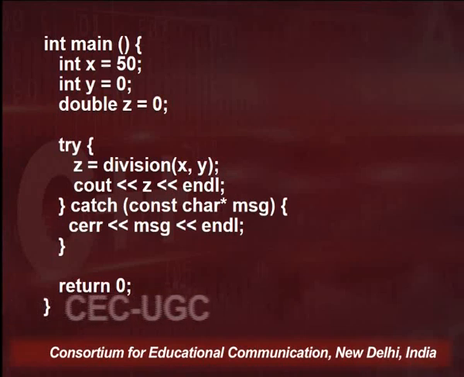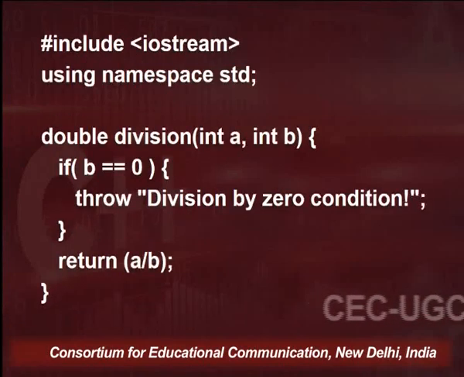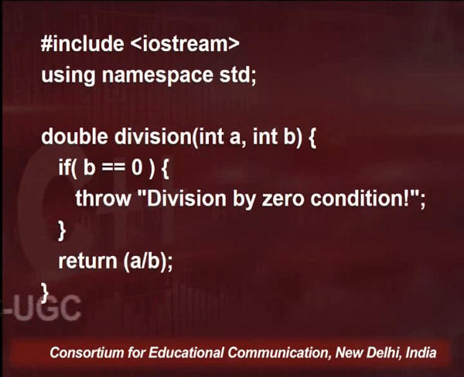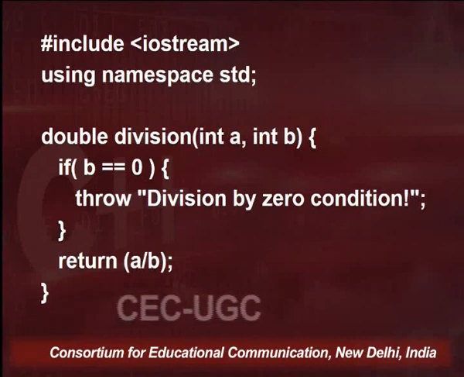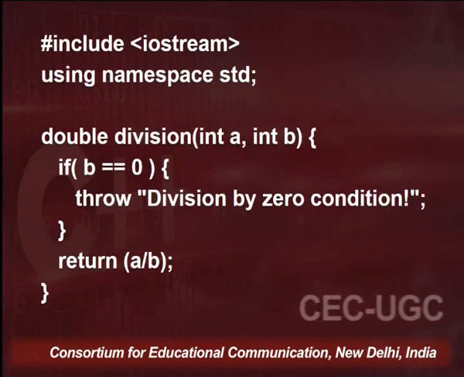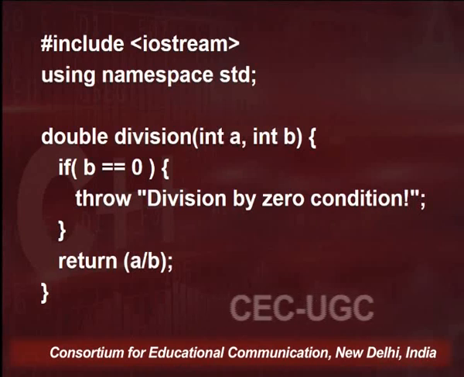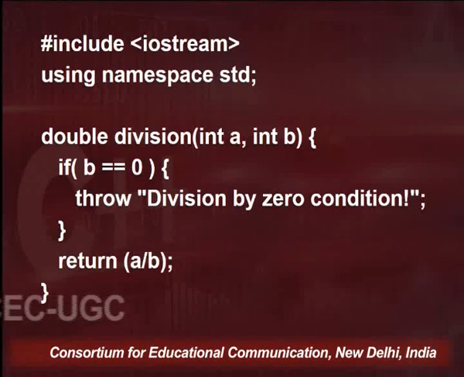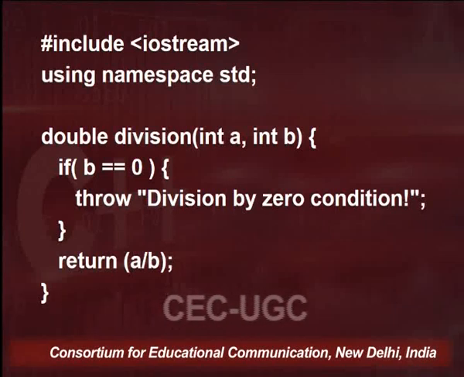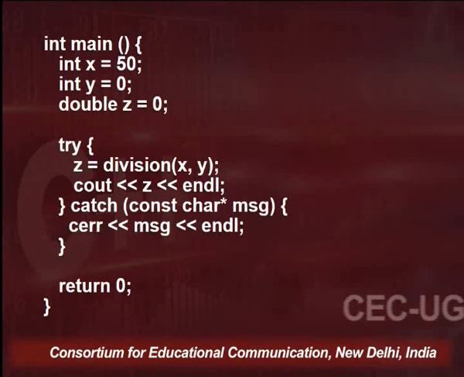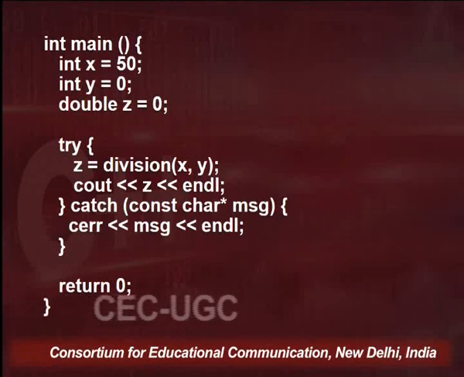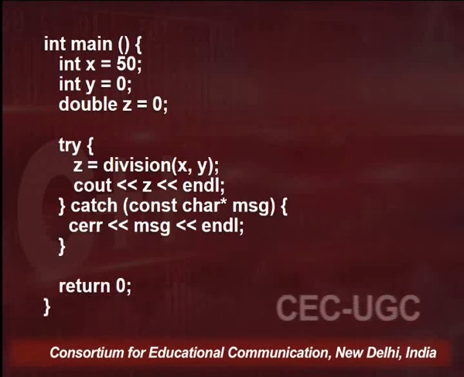So this division x comma y is a call to that particular function in which the value of x as 50 and the value of y as 0 will be passed to a and b, and when b has the value of y, which is 0, the b equal to 0 condition is satisfied. So within the block of this if, we have written throw division by 0 condition. After this throw statement, the corresponding catch statement is to be looked for, and we have written the corresponding catch statement just after this try block.